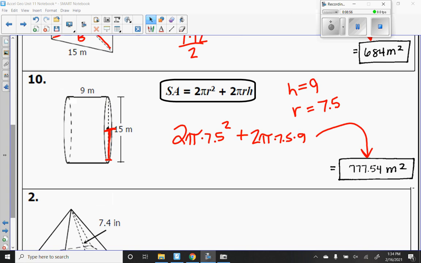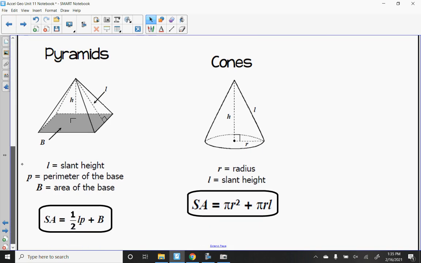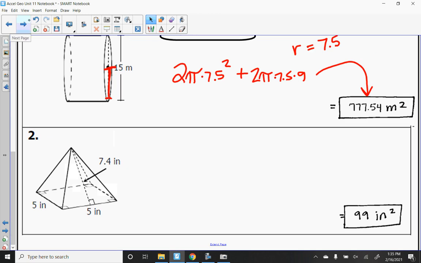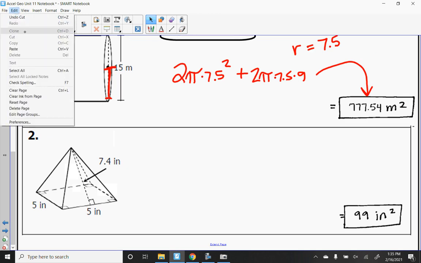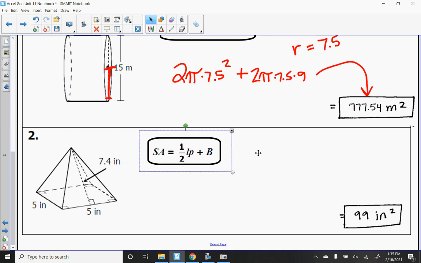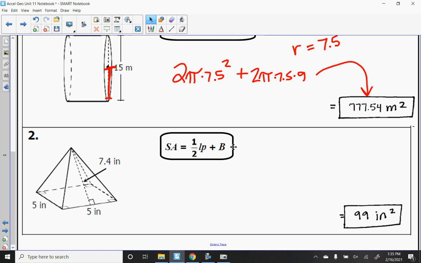All right, so let's move on to the pyramid. Everybody's pretty familiar with what a pyramid looks like. Let's go to our previous page and take our surface area formula. All right, so this says half times L times P plus a capital B, which means area of the base.